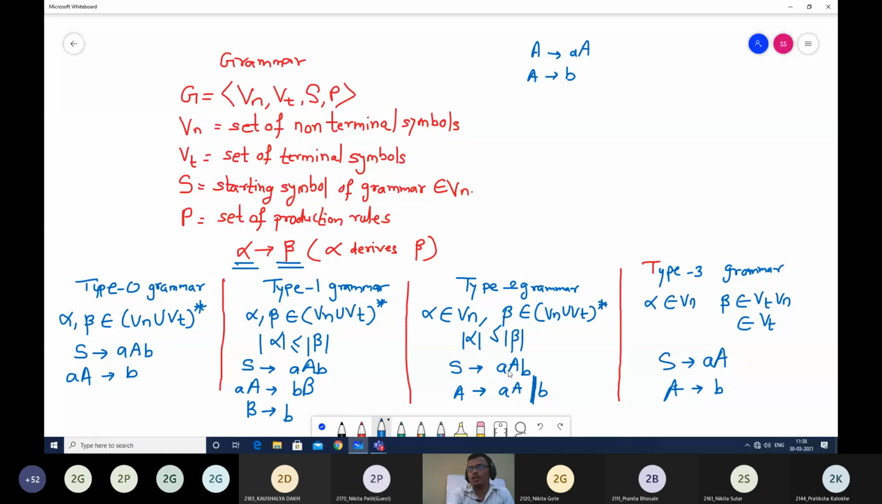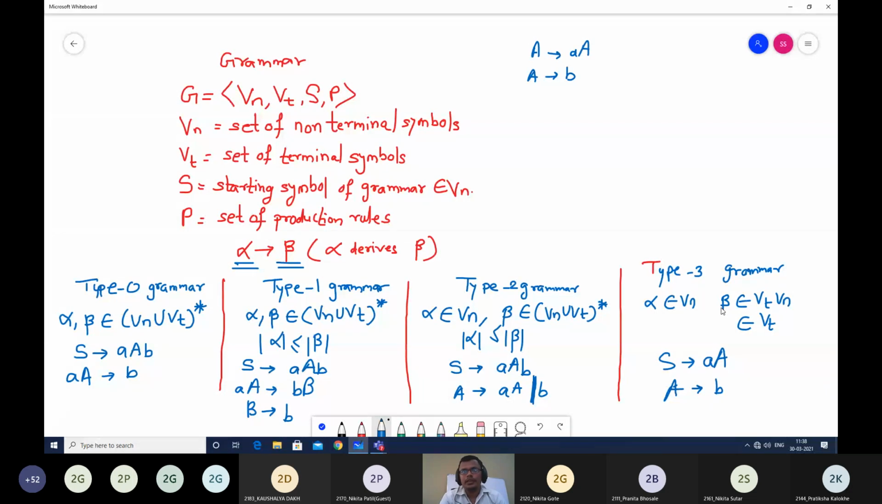Okay, so in this production rule, if you see in the first production rule, we have in beta a terminal, then a non-terminal, and then again a terminal. So this is allowed in type 2 grammar, but it is not allowed in type 3 grammar. In type 3 grammar, we should have terminal followed by non-terminal or only a terminal symbol. Is this understood, my dear students? Any doubt in the types of grammar?